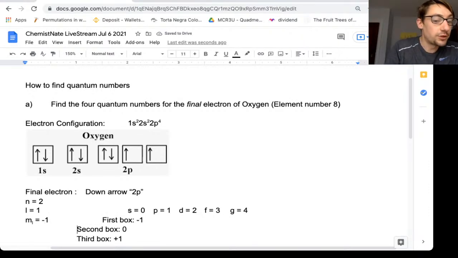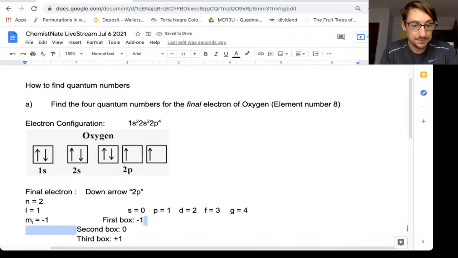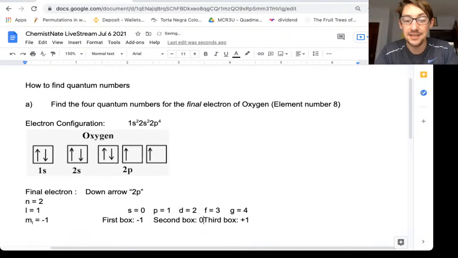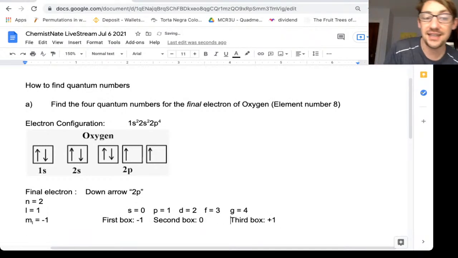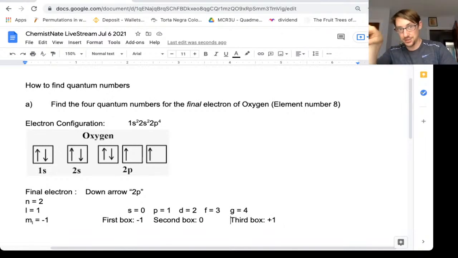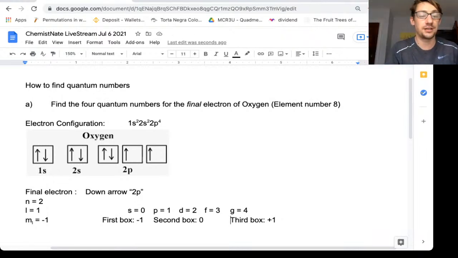Now, if you were in a d subshell, you would have gone from -2 to +2, and you would have had 5 boxes in the d subshell. Any electron configuration diagram where you get up to 3d, I guarantee you will have 5 dashes or 5 boxes for you to put electrons into.